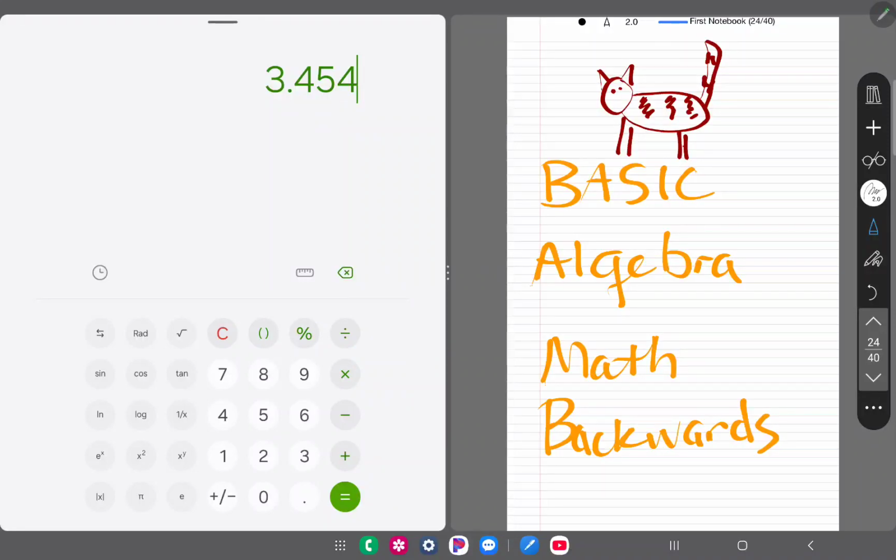Hello, let's do some more basic algebra. This time it gets a little bit weird. Math backwards. What do I mean by that?